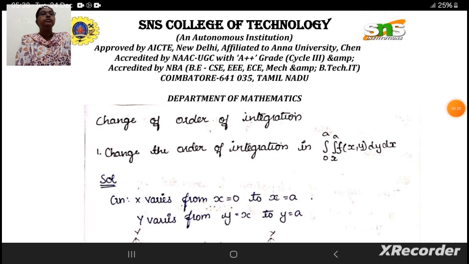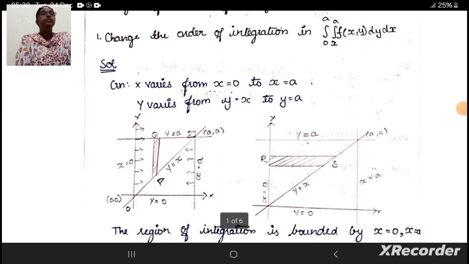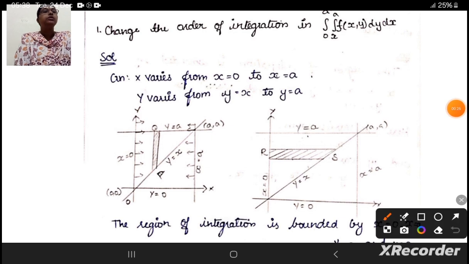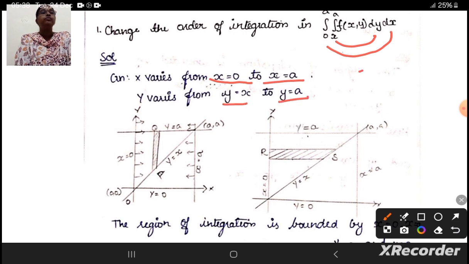So from this we want to get the values of the x limit and y limit. First integration is with respect to y, and the second integration is with respect to x. So we can write the values x equal to 0 to x equal to a, and y equal to x to y equal to a. We got the 4 line equations. We can draw the diagram.